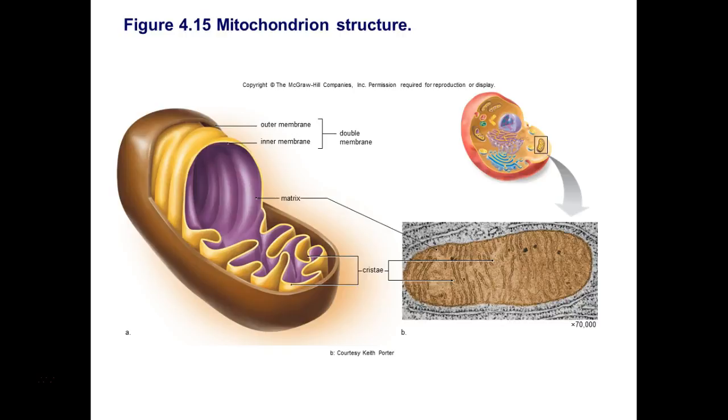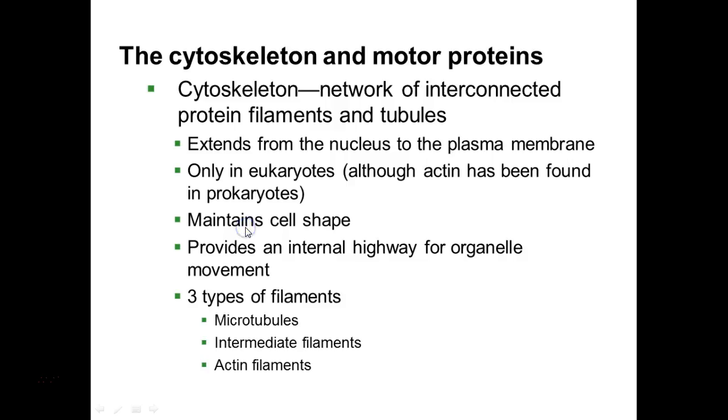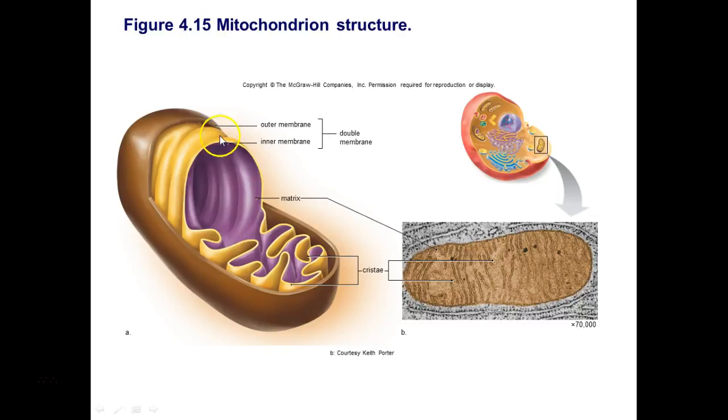So here we have an image that shows us the matrix. So this would be a gooey liquid inside of here. We have the inner membrane, the outer membrane, so we have that double membrane system. And these folds, which you can see on this electron micrograph, are called cristae. So on the cristae will be the respiratory enzymes that are involved in making ATP. So this is a great magnification here of 70,000x.